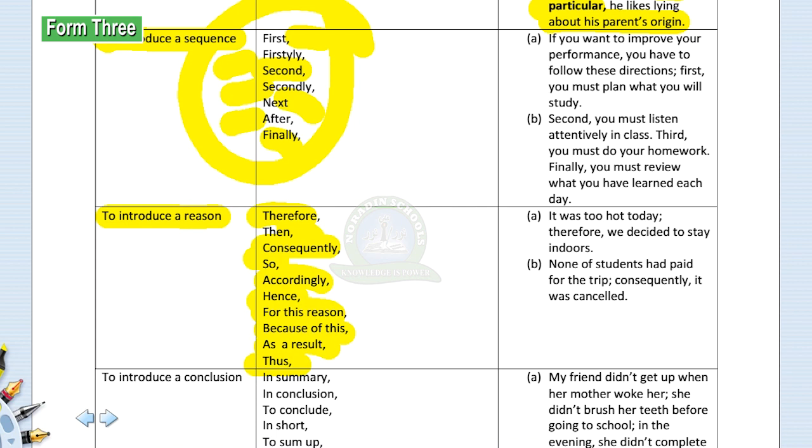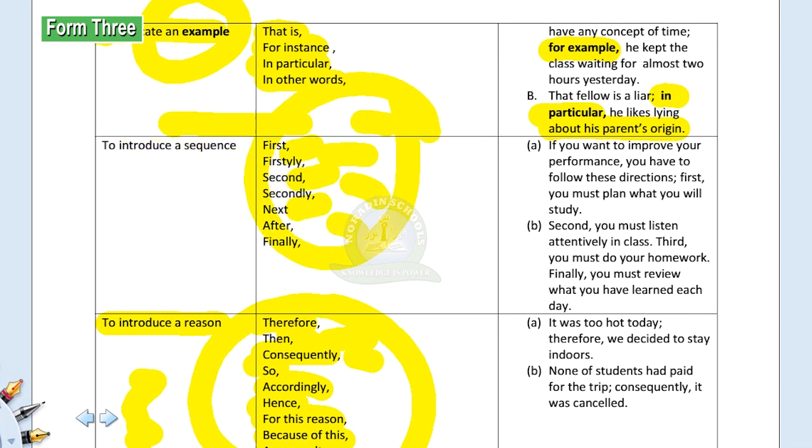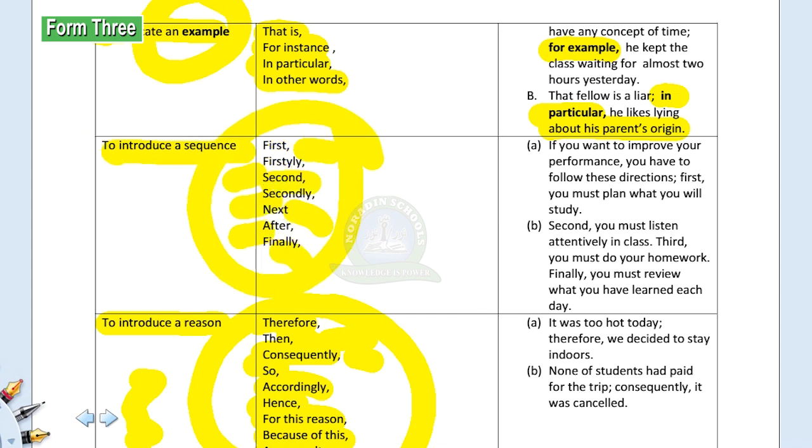If you don't understand the meaning of these words, you can look up the meaning in the dictionary. Look up these words in the dictionary, please. Okay, let's take quick examples about when you are introducing sequence. As I said earlier, first is good, and then firstly, and then second. Let's take two quick examples.